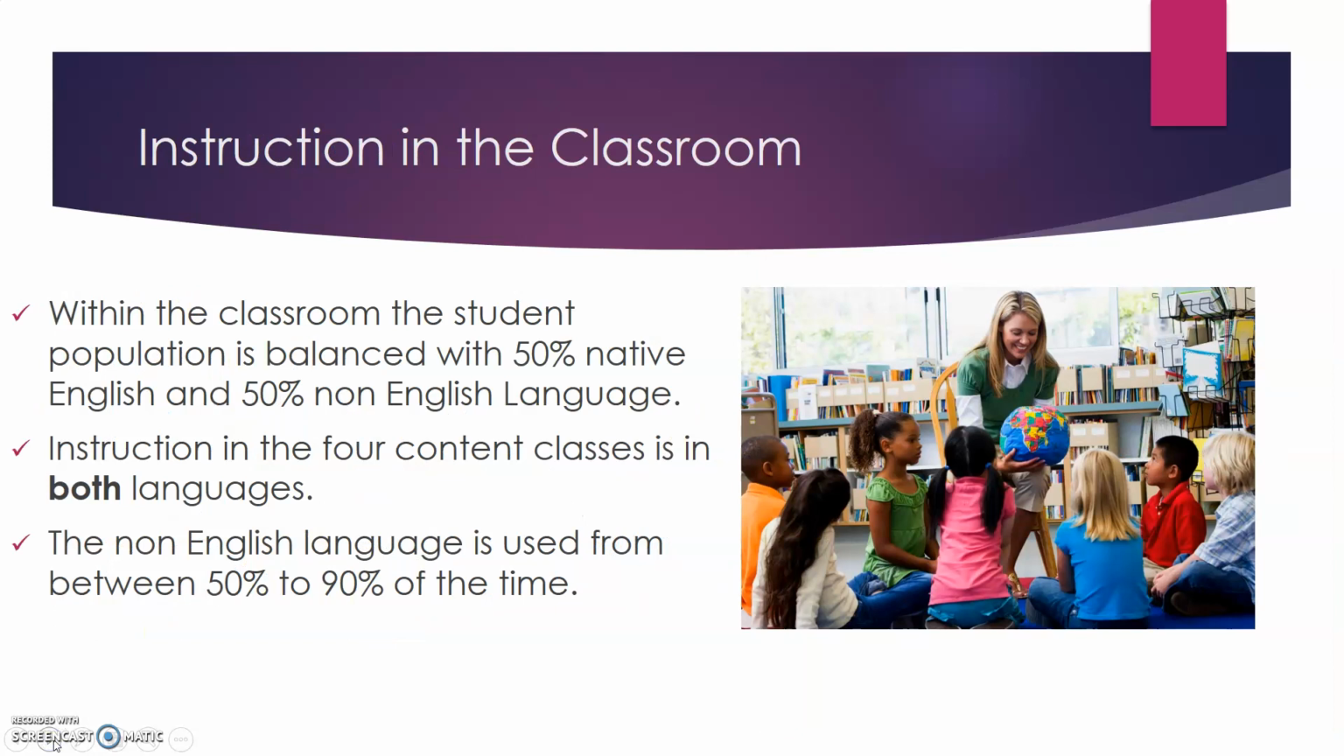What would this look like in the classroom? Within the classroom, the student population is balanced with 50% of the students with their native language, whatever that may be, and the other 50% will be English. Instruction is in the 4 content classes and in both languages. So often you'll see math, science, language arts, and social studies, and they will be taught in both languages. The non-English language is used from between 50 to 90% of the time, depending on the model that the school is using.